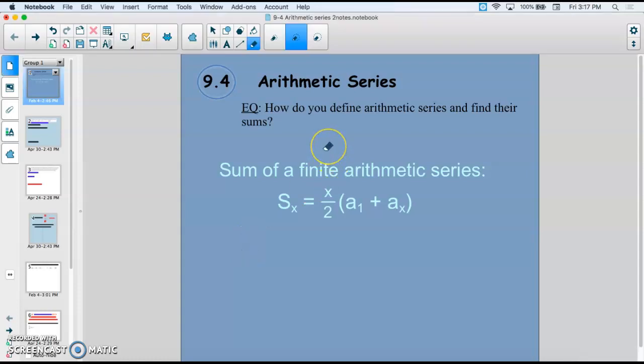All right, welcome to 9.4. Today we're going to define arithmetic series and find their sums. It's day 2. And congrats, you get the formula today.